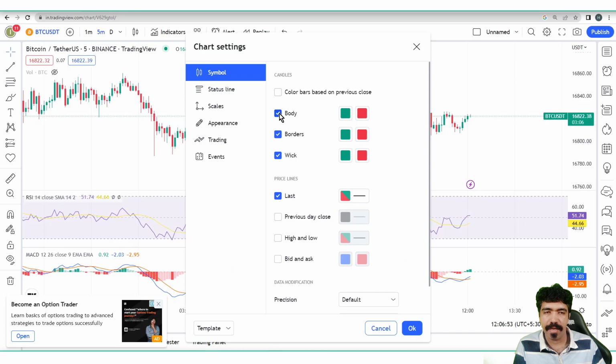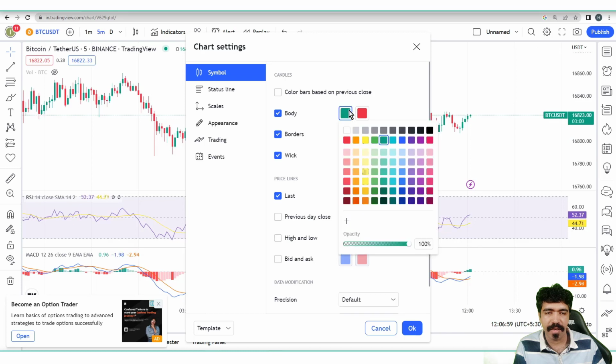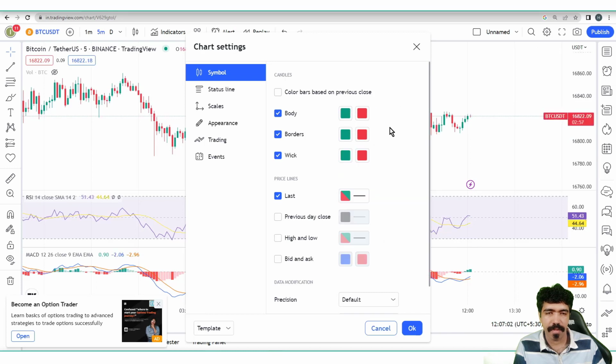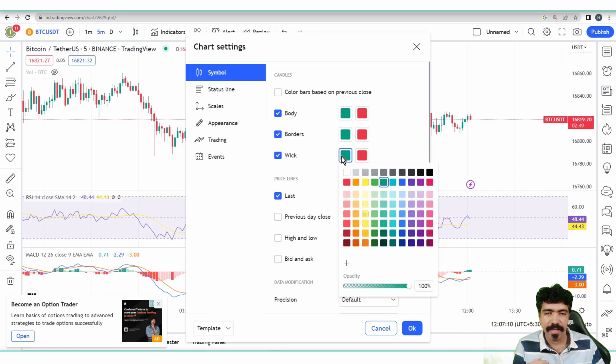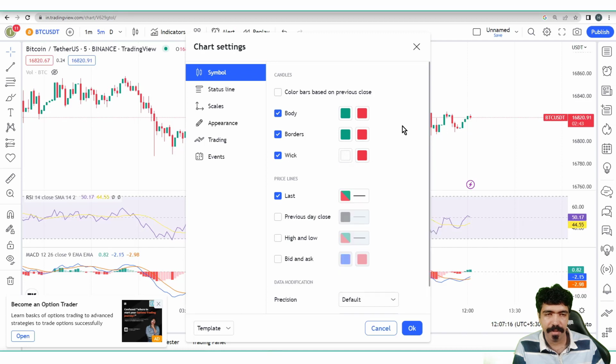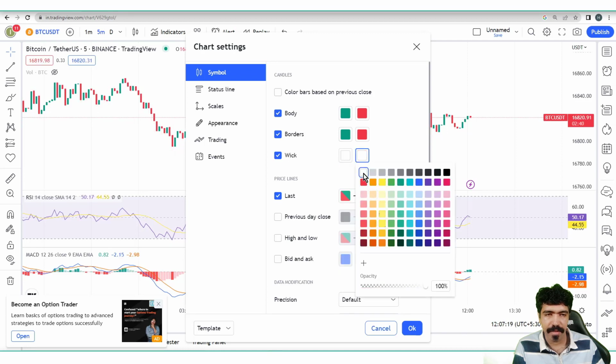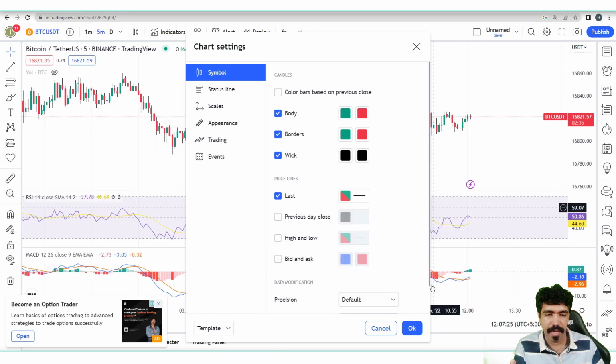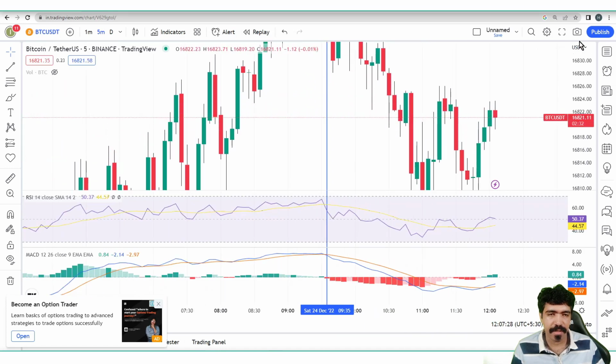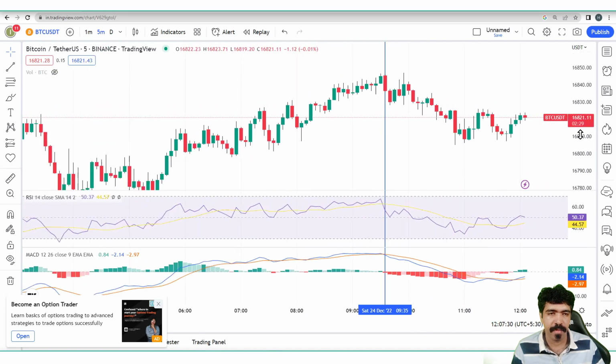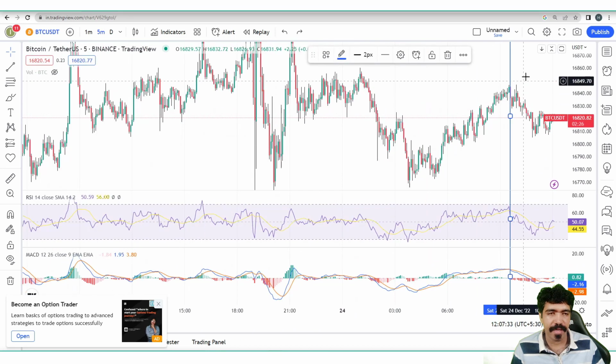So for example, if I want to change the color of the body, green color is applied for the positive side and red is for the negative side. We can change the color. We can change the border. So by default, the border of a green candle is applied green and the border of a red candle is applied red. We can change the color of the border as well. We can change the color of the wick. So for example, I want white color and opacity is 100. Again, white color, or let's say black color because the background is white. So select black and OK. So here you can see that the wicks are in black color now. So that's how you can change the appearance of the chart pattern from this option.